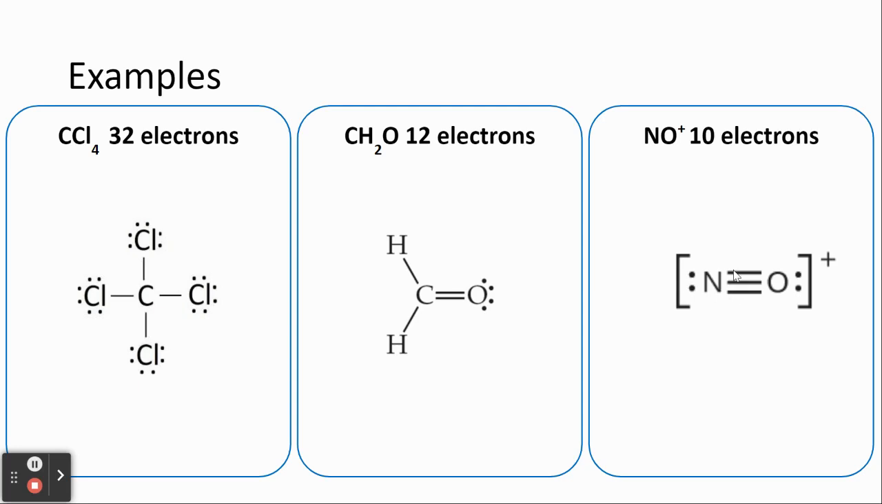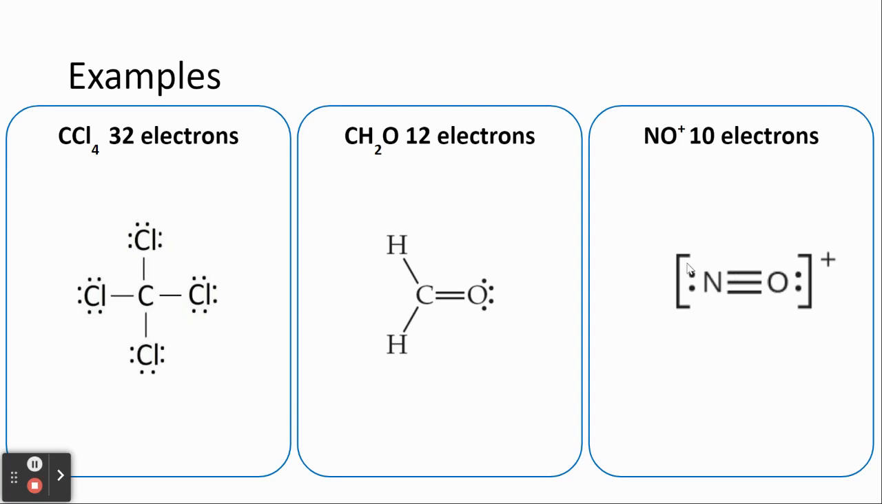We've got 2, 4, 6, 8, 10 electrons in our structure. Nitrogen has a lone pair of electrons and 3 bonding pairs of electrons, so that's 8 valence electrons. The octet rule is fulfilled for nitrogen. And oxygen has a lone pair of electrons and 3 bonding pairs of electrons, so that gives us 8 valence electrons on oxygen. Oxygen is stable.